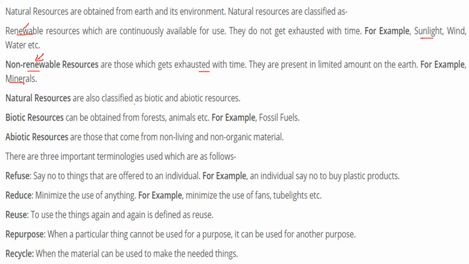So natural resources, they can be classified as biotic and abiotic resources. The biotic resources can be obtained from forests and animals, like the fossil fuels. The abiotic resources are those that come from non-living and non-organic material. So there are certain terminologies we need to know.